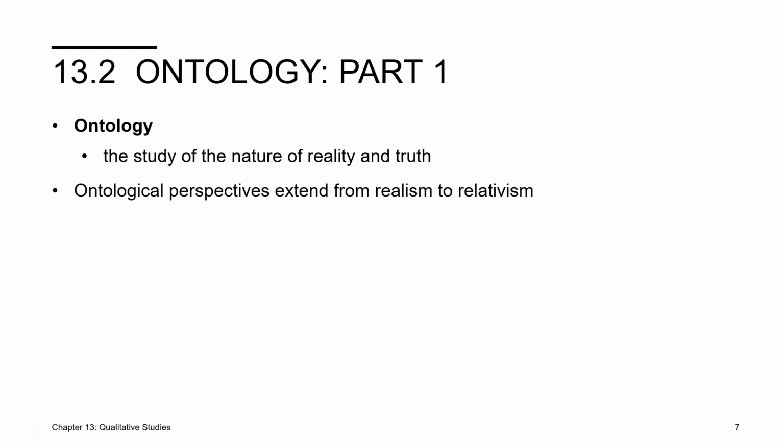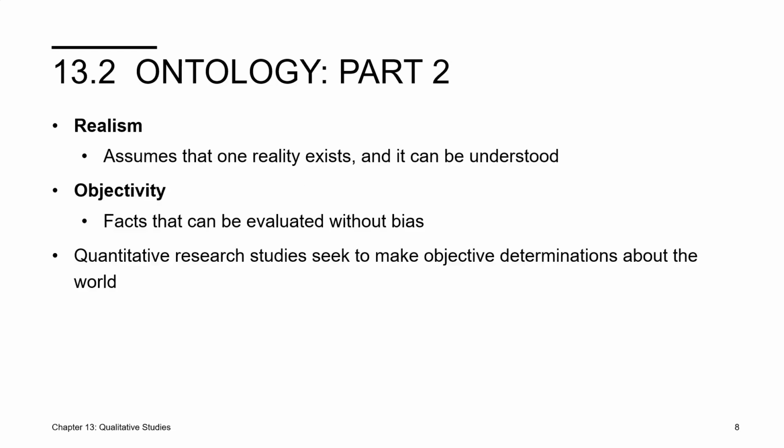So part 1. Ontology is the study of the nature of reality and truth. Ontological perspectives extend from realism to relativism. So what is realism? This assumes that one reality exists and it can be understood. What is objectivity? These are facts that can be evaluated without bias. Quantitative research studies seek to make objective determinations about the world.